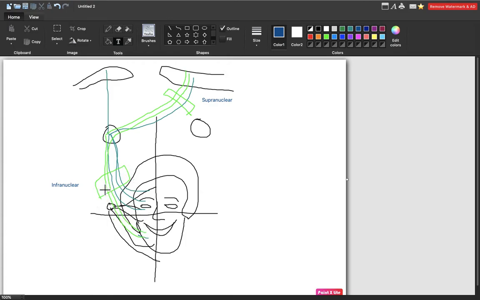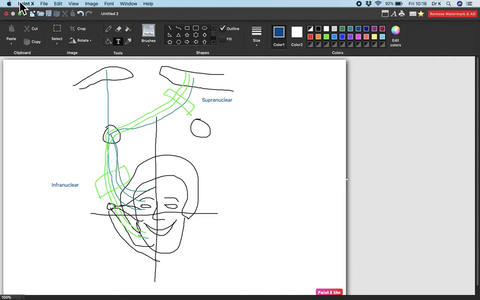So infranuclear lesion, no crossing over occurs till they reach the motor nucleus of the facial nerve. So same side of the face is affected. Whereas supranuclear, the upper part of the face is bilaterally represented. So even if this side is affected, that part of the face is saved by the bilateral representation. So nothing happens to the upper half of the face, whereas the lower half of the opposite side, can you see? Opposite side is affected. So please remember this.